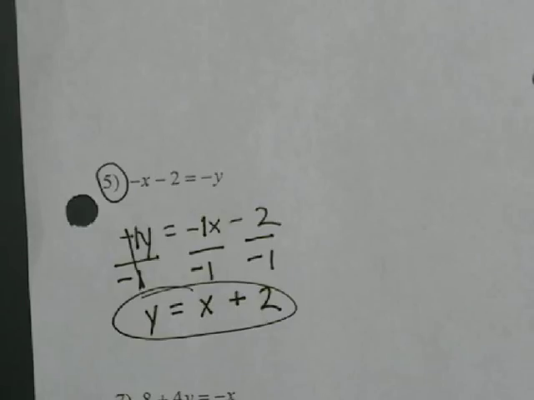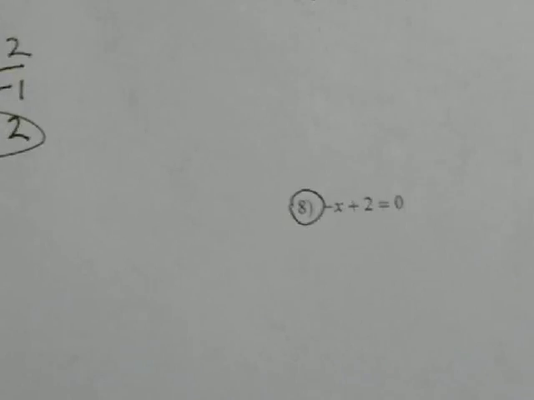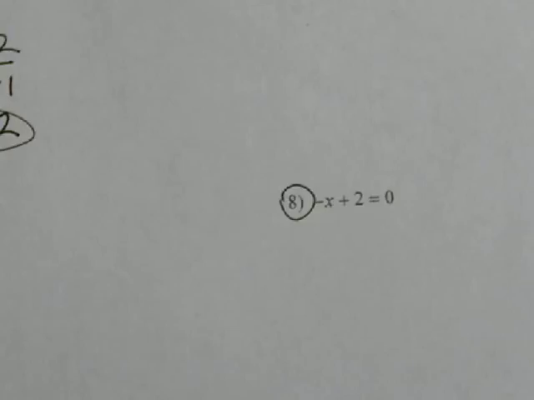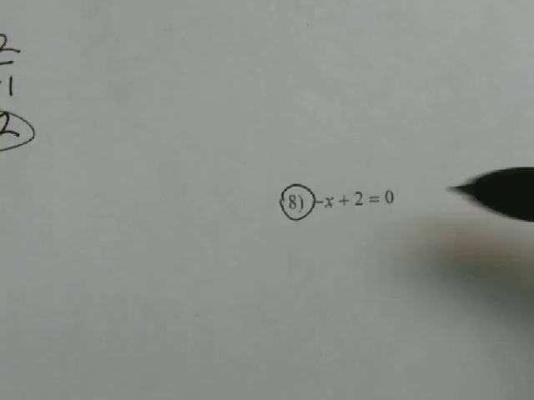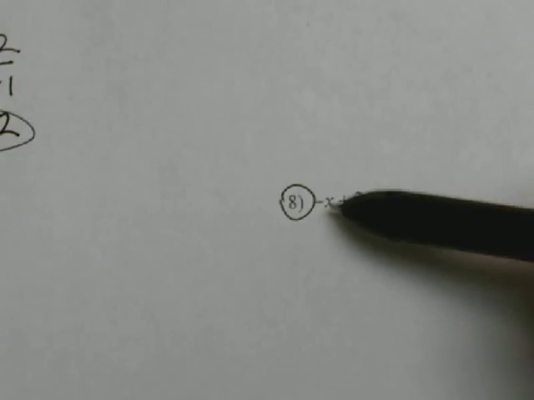Okay, going to number 8. Now 8 is negative x plus 2. Now here's the thing. There is no y here. So we can't even ask ourselves, is y on the left side? So if there's ever a case when you don't have a y, what you're going to do is solve for x then. Okay, so notice x is right here. So I want to isolate that.